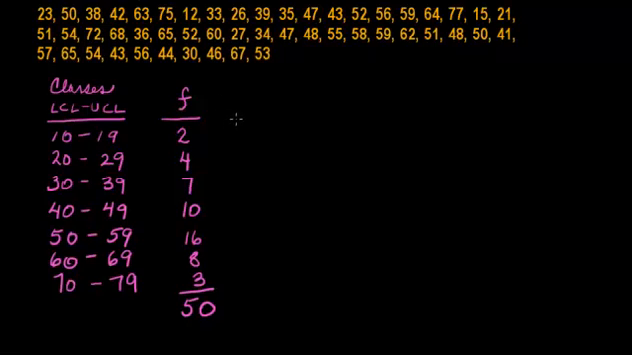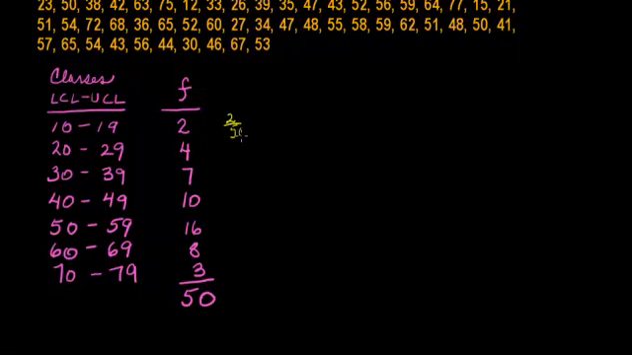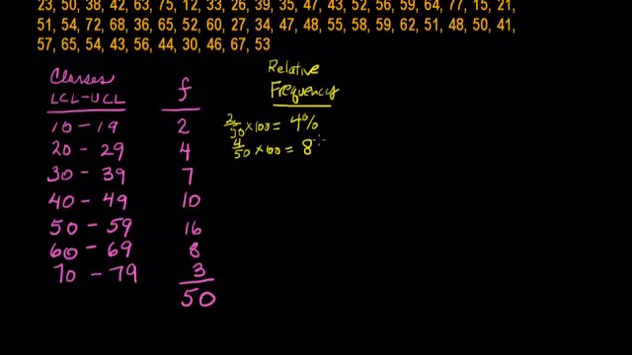So the percentage would be, we had 50 students, 2 scored in the first class, so 2 out of 50, and we want this as a percent, so times 100, and we get 4%. So 4% of the scores were in the first class. So we'll call this our relative frequency for each class. Okay, so let's continue. 4 out of 50 scored in the second class, and so we had 8% of the test scores falling into the second class.